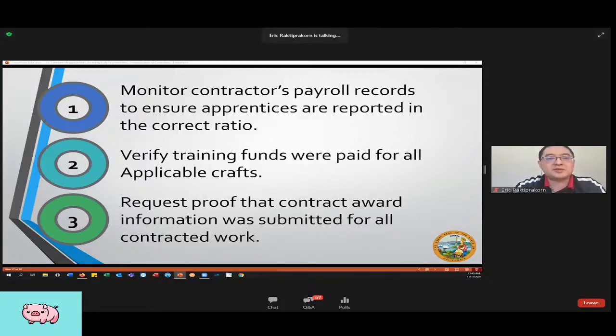So yes, when I was discussing the examples of wage determinations, if the craft is not apprenticeable, then training funds should go directly to the worker and not a third party. So keep that in mind. The answer is yes. Okay. So next slide, please.